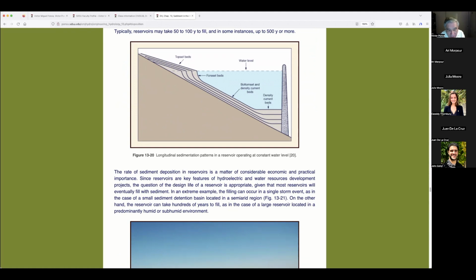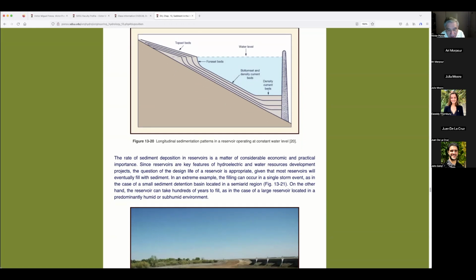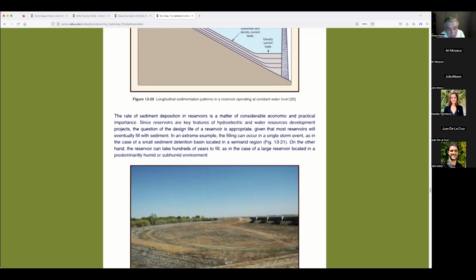On the other hand, the reservoir can take hundreds of years, in the case of a large reservoir located in a predominantly humid or subhumid environment. Because in humid and subhumid environments, there's not a whole lot of sediment movement, so it takes a much longer time for that to happen.